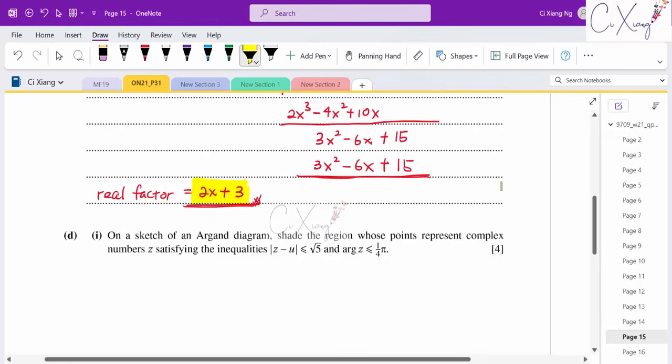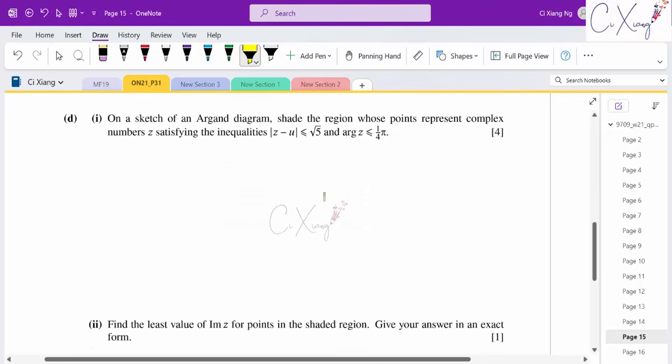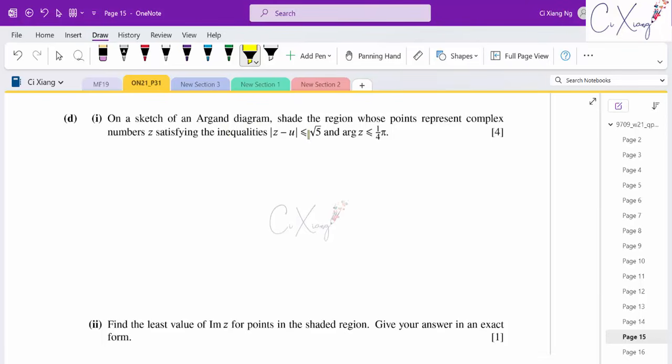Alright, then let's continue to part D. For part D, they want us to sketch on an Argand diagram and also shade the region satisfying these two inequalities. So this is the first inequality and this is the second inequality. For the first inequality, I have modulus of z minus u. u is actually 1 plus 2i, right? So I will substitute it straight away, 1 plus 2i, then smaller than or equal to square root 5.